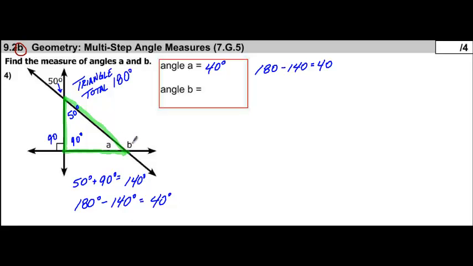We're ready to do angle B. Now there are a couple of things we can do to get angle B. First off, we look again at this angle. We know that that's 180 degrees. We know A now, so B is whatever A taking away from 180 gives us. So 180 minus A equals B. Well, that's 180 minus 40 equals 140, and that is the measure of angle B.